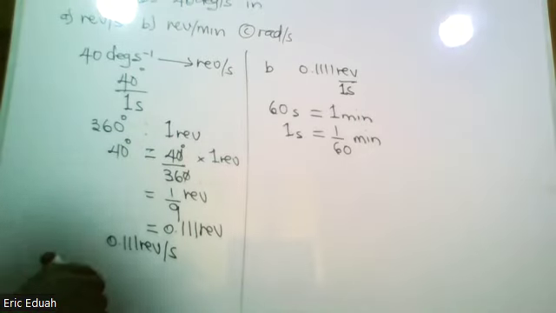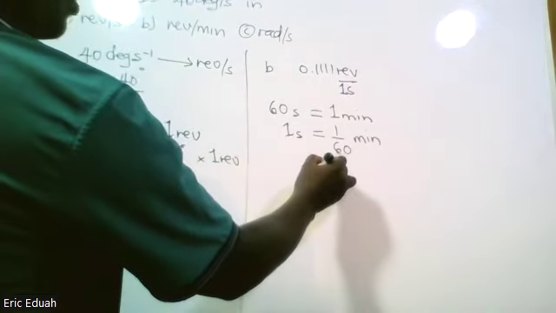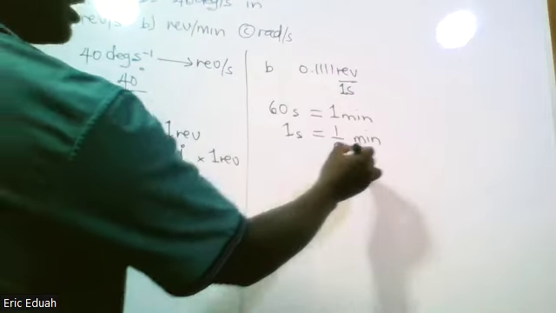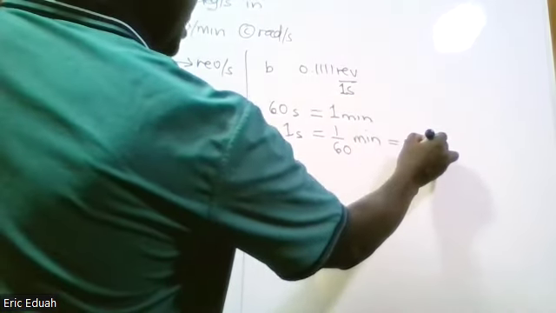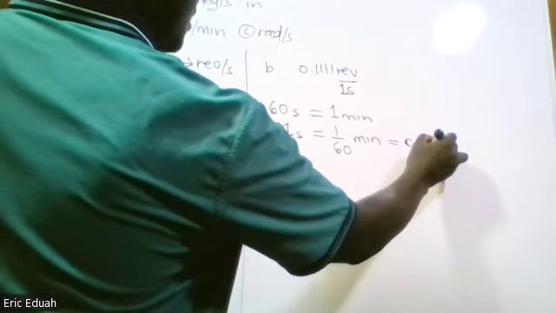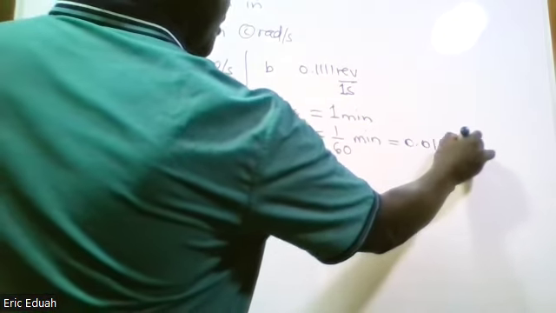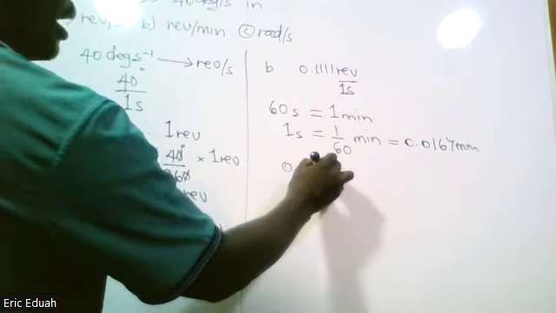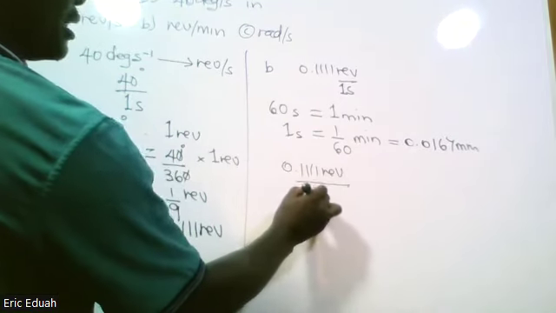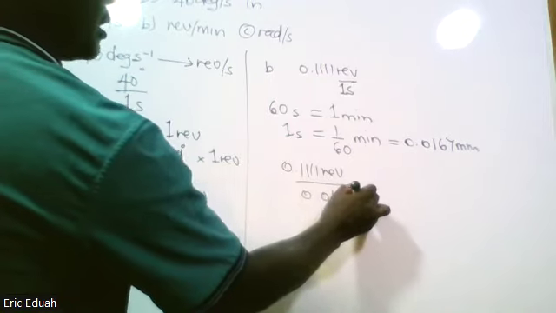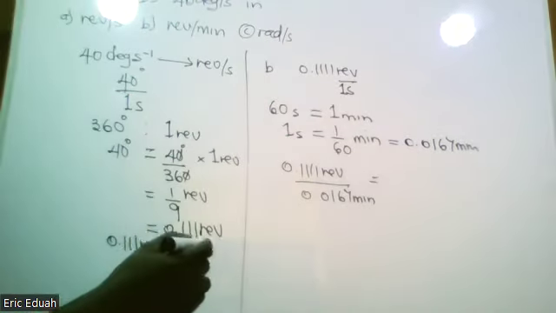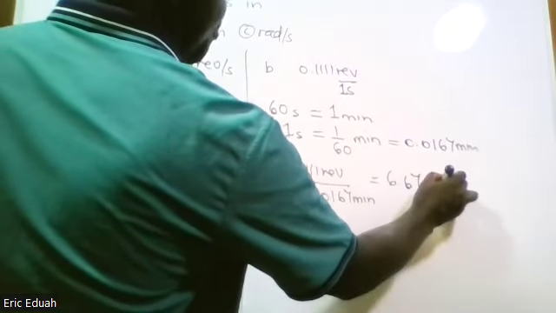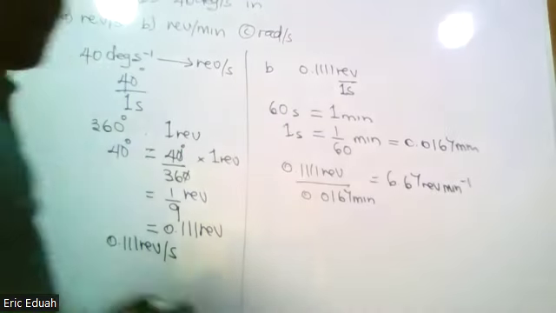And what is 1 on 60? 0.0167. Okay. So we have 0.111 rev divided by 0.0167 minutes. And that must give us 6.67 rev per minute.